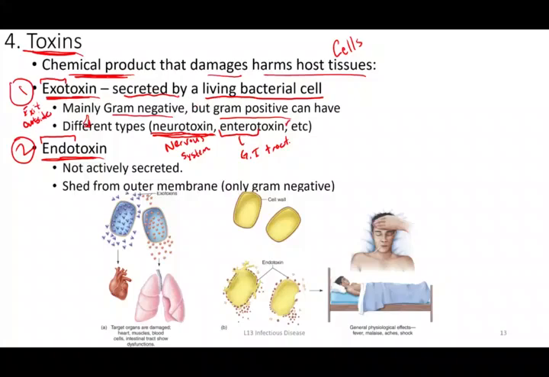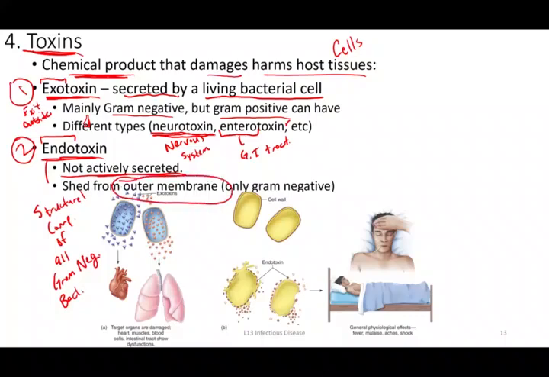We can contrast exotoxins from endotoxins because these are not actively secreted. Endotoxin is a structural component of all gram-negative bacteria. More specifically, it is part of that outer membrane of a gram-negative cell wall. So remember, gram-negative bacteria have a specific cell wall. So if we do this kind of picture, here's a gram-positive, here's a gram-negative bacteria. One difference is how thick is the peptidoglycan.